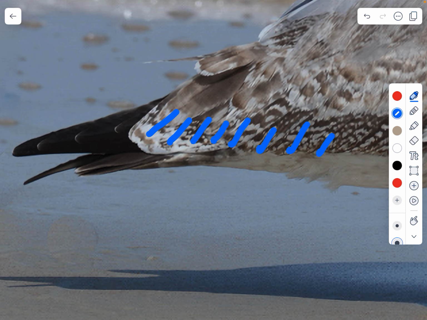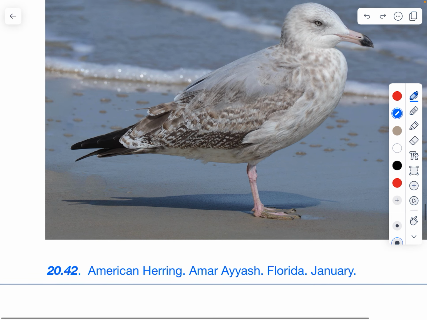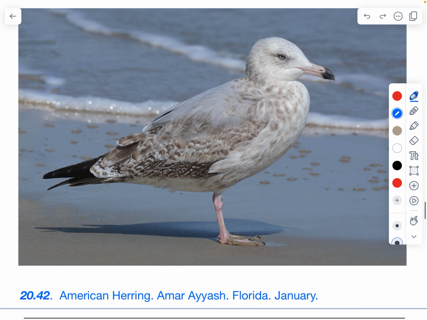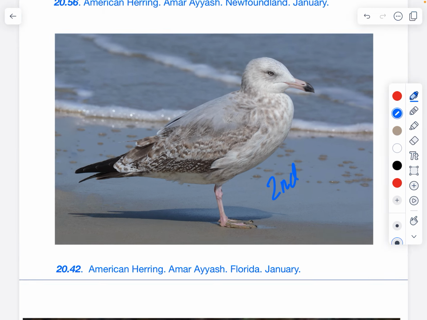second basic-like greater coverts and tertials. We're certainly not seeing gray adult-like centers with broad white tips. And so for a bird like this, to safely age, I would want to see the inner primaries, and I did see this bird's open wing, and it is, in fact, a second cycle American herring.